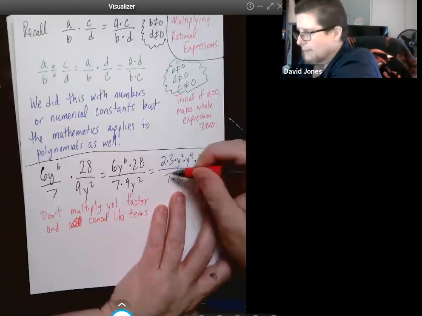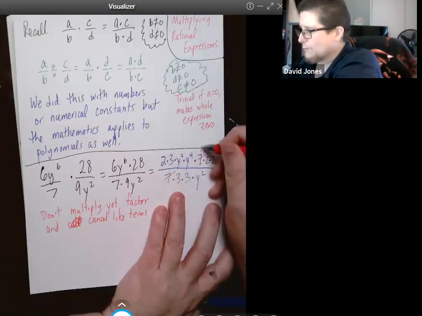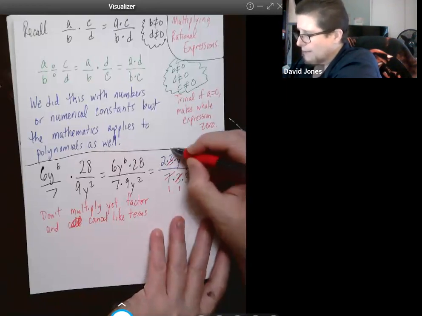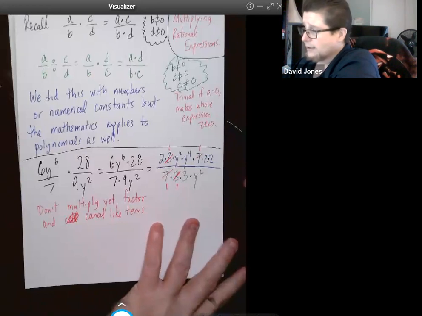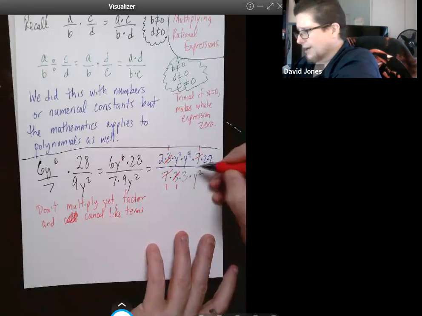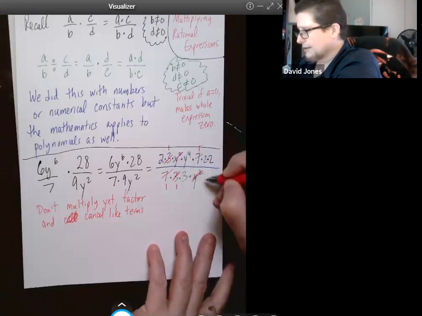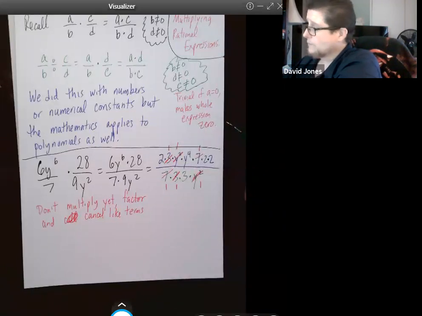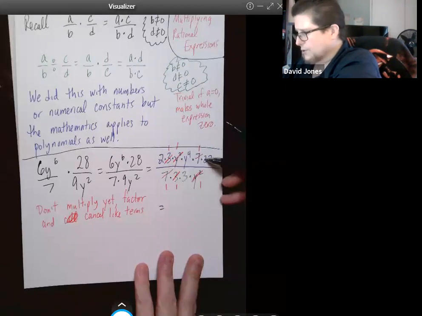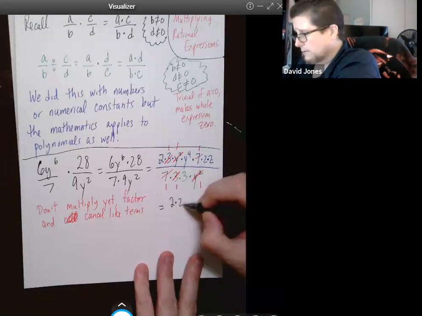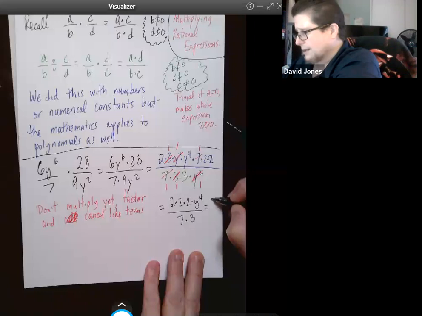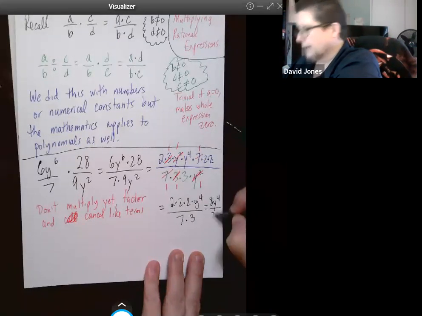So I have a 7 on the bottom and a 7 on top. I can cancel those out, replace them with 1s. I have one 3 on top and one 3 on the bottom. I can cancel those out, replace them with 1s. I don't have another 3 on top, so I'll leave that one alone. And I've got a y squared on top and bottom, and I'll cancel those out, replacing them with 1s. And what we're left with is 2 times 2 times 2, y to the fourth on top, 7 times 3 on the bottom. This is 8y to the fourth over 21.